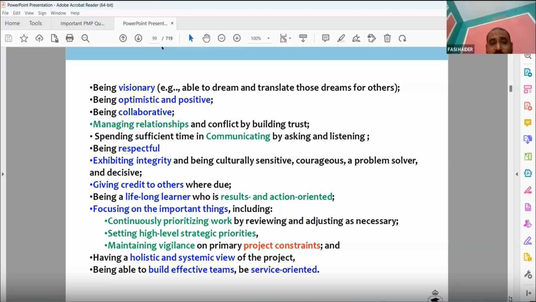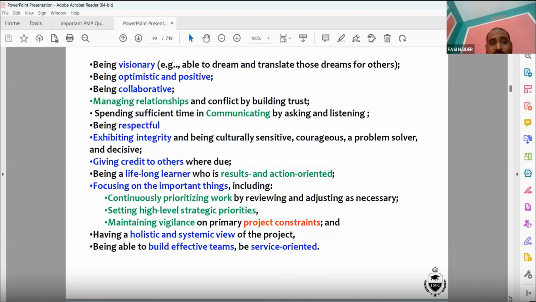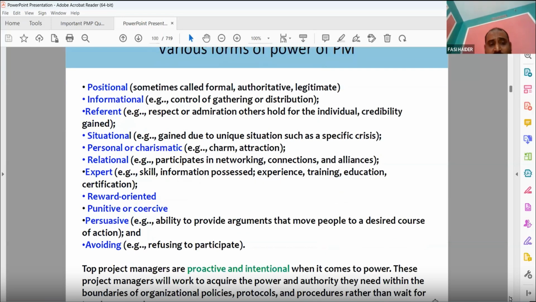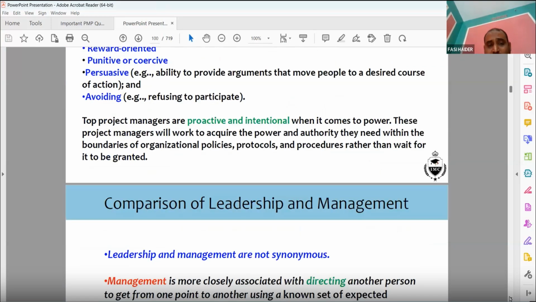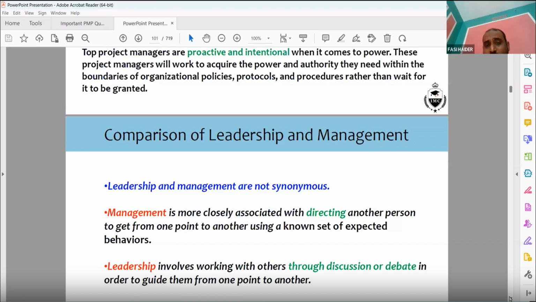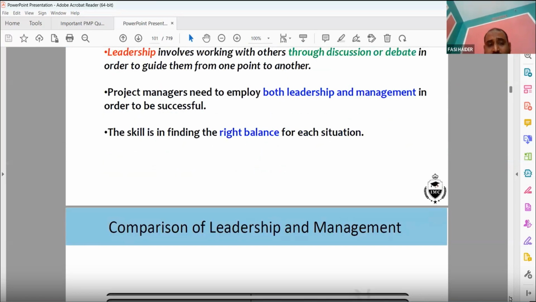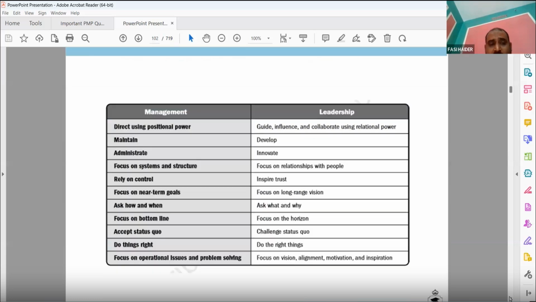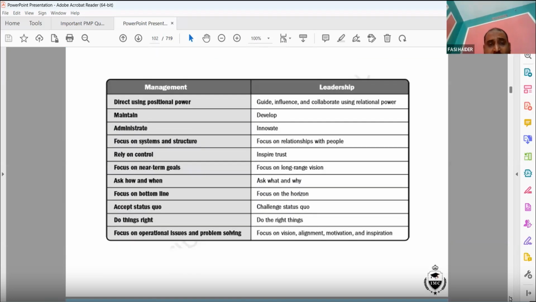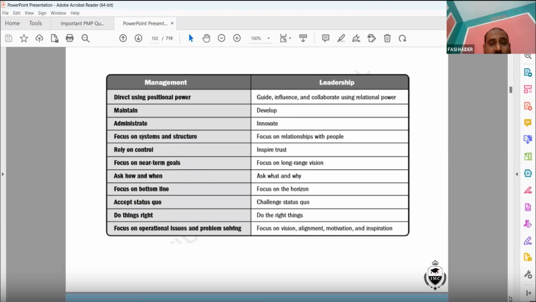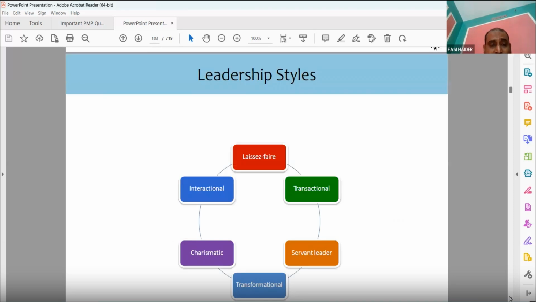Various forms of power for a project manager: positional, informational, referent, situational, reward oriented. What is the comparison of leadership and management? Management is closely associated with directing. Leadership involves working with others. So this is the difference between management and leaders. Management just directs using positional power. Leadership guides, influences and collaborates using power.